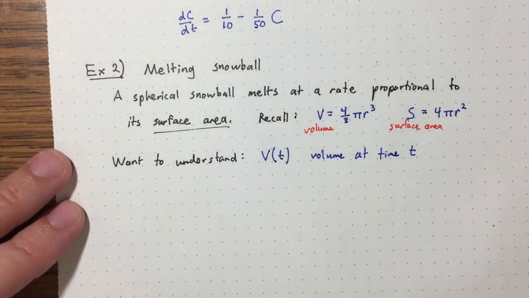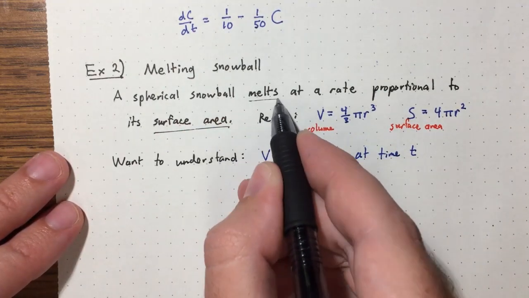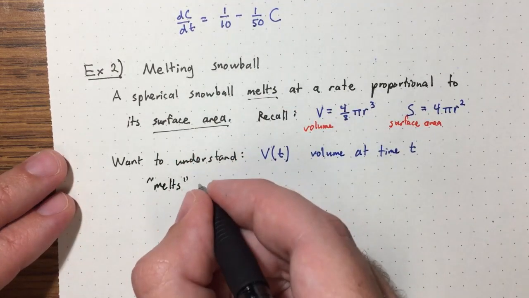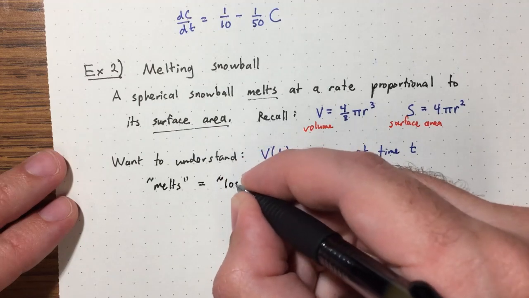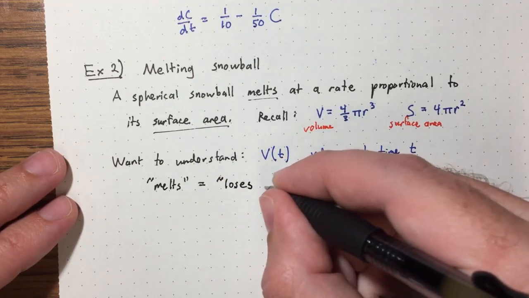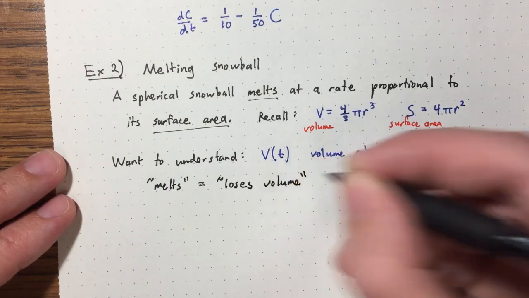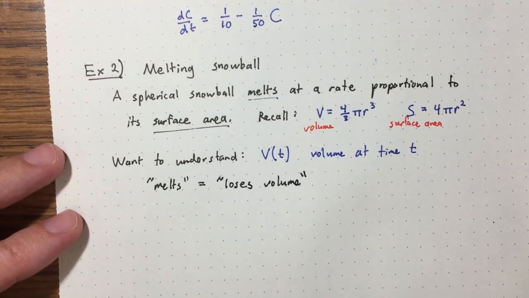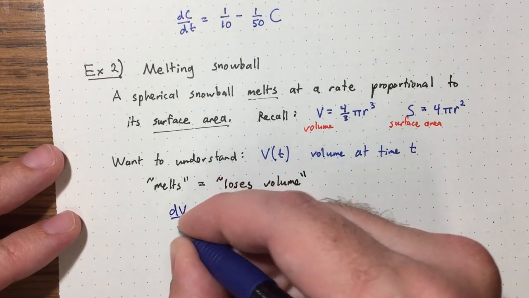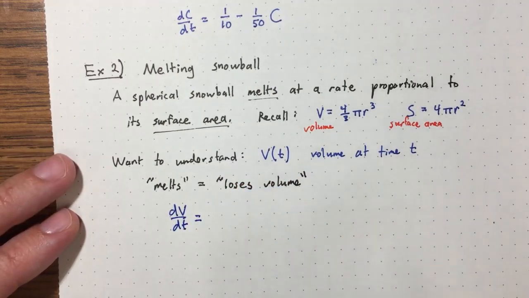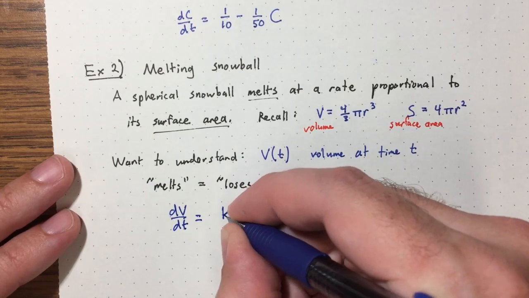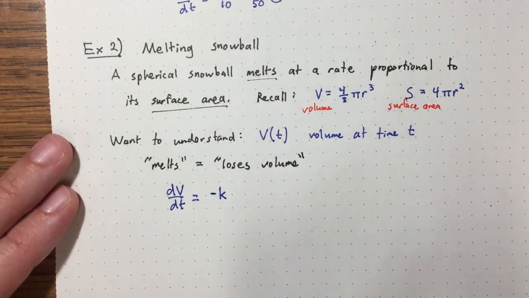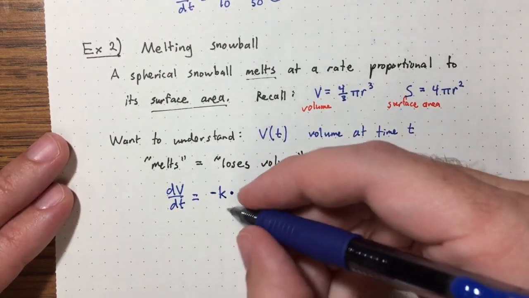And if you think about it, what do we mean by melt? Doesn't that just mean loses volume? So melts is the same as losing volume. So this snowball loses volume at a rate proportional to its surface area. So dV dt, the change in volume, is going to be proportional to negative k times the surface area, and I need a minus sign because I'm losing volume. The derivative should be negative.